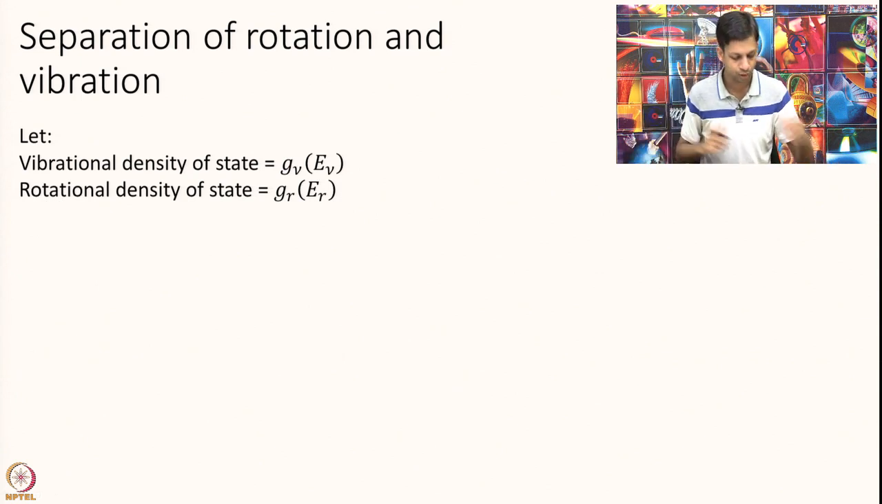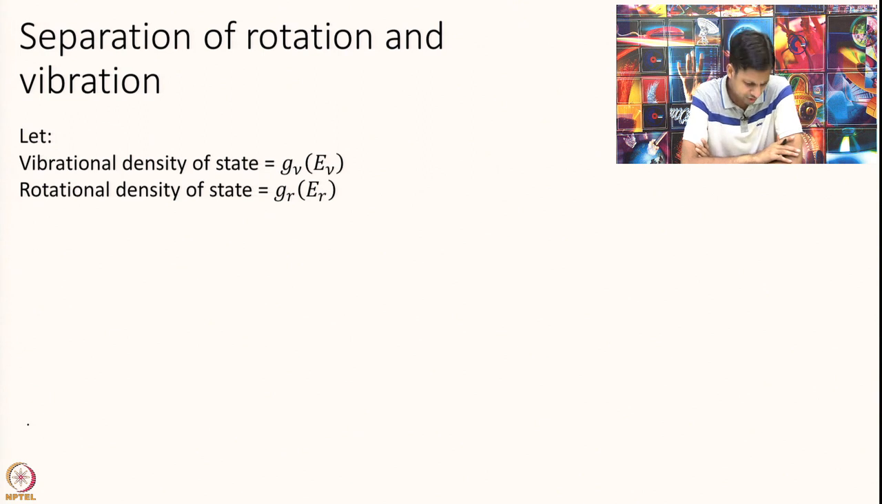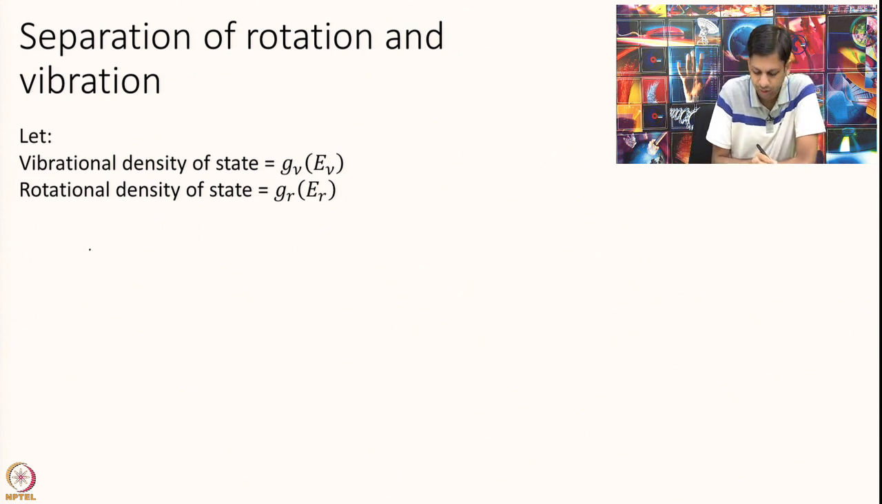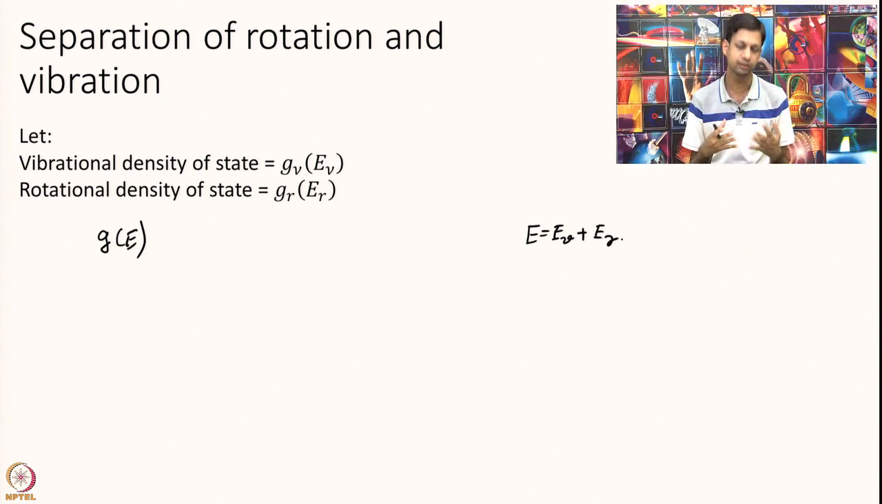First thing, before we calculate these G and W, we will play our regular tricks and separate rotations from vibrations. Because as it turns out, we can analyze both of them individually very well, but combined it becomes somewhat harder. So, the common trick that we again do is, let us say I am trying to calculate G of E, where the total energy is the sum of vibrational energies plus rotational energies. Translation can always be separated out exactly, so I am not considering that right now. But that is exactly separable anyway.